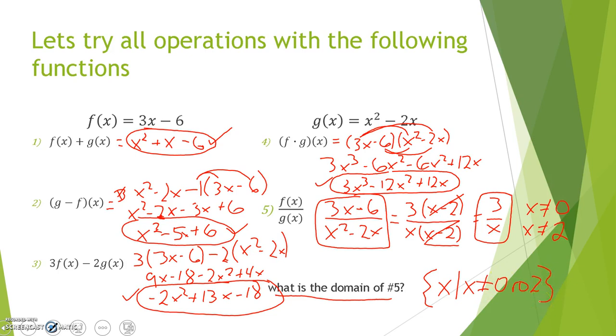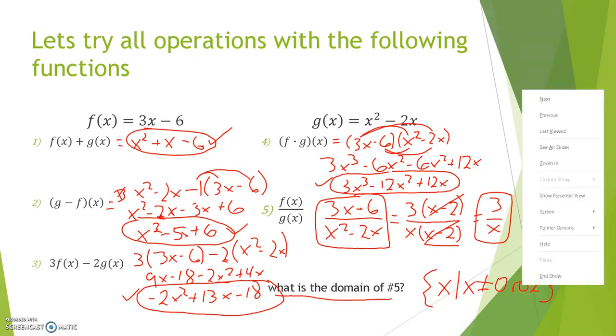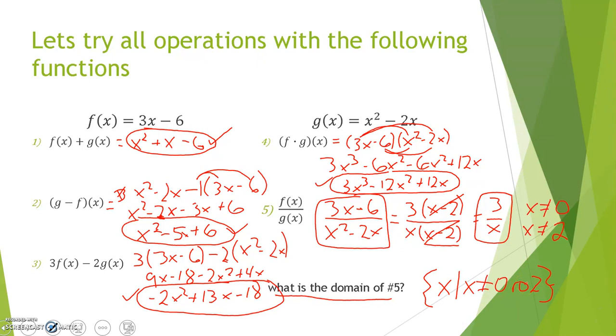And this is how we would write that using set notation. That's an or right there. So x does not equal 0 or 2. So hopefully that makes sense to you.